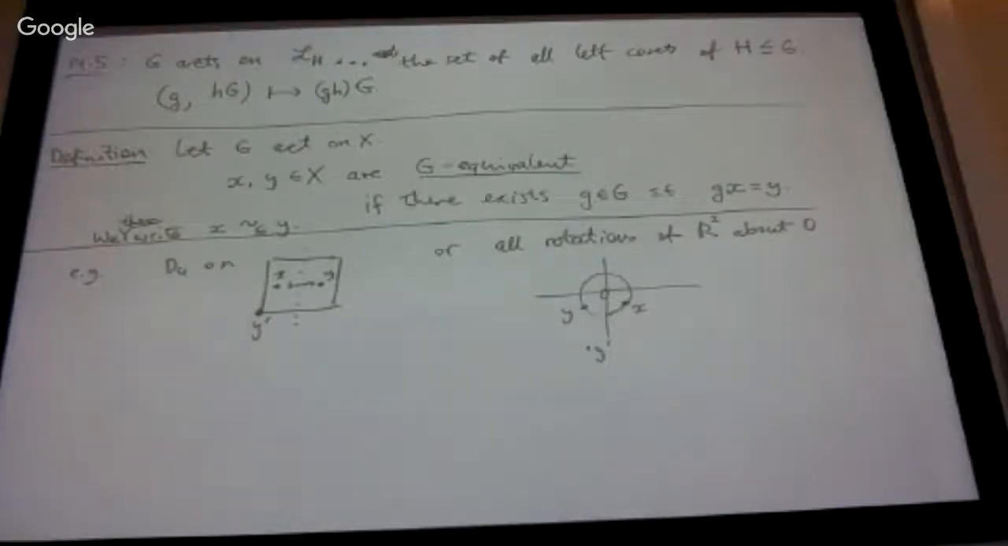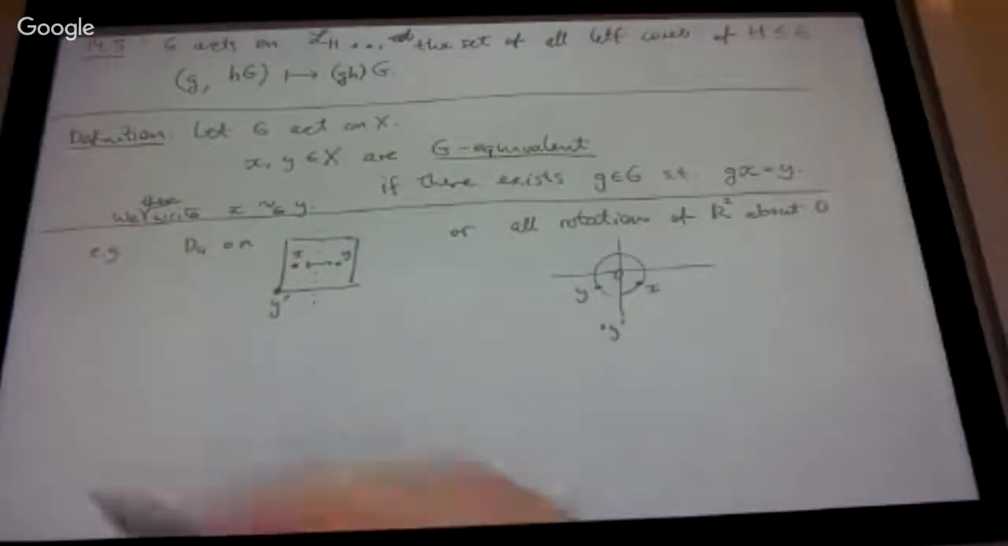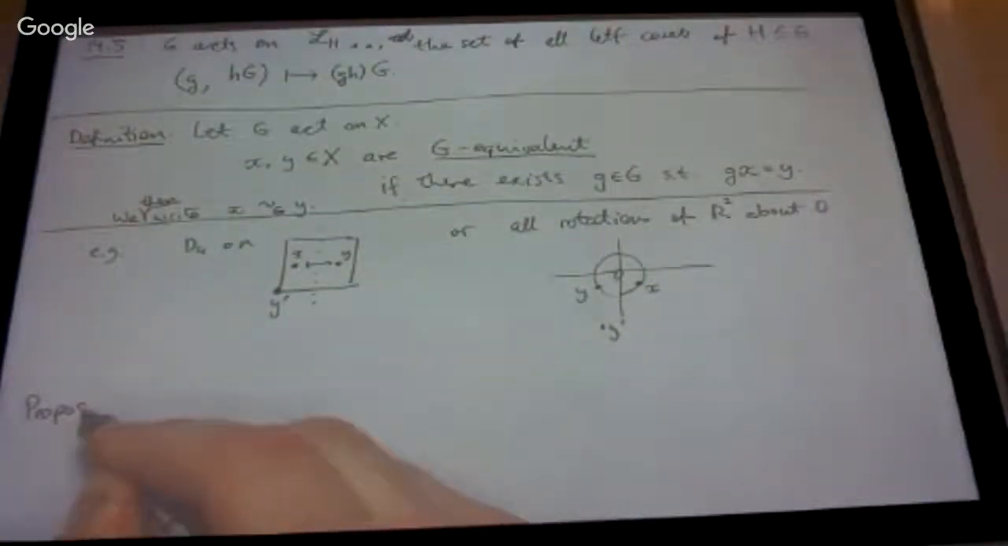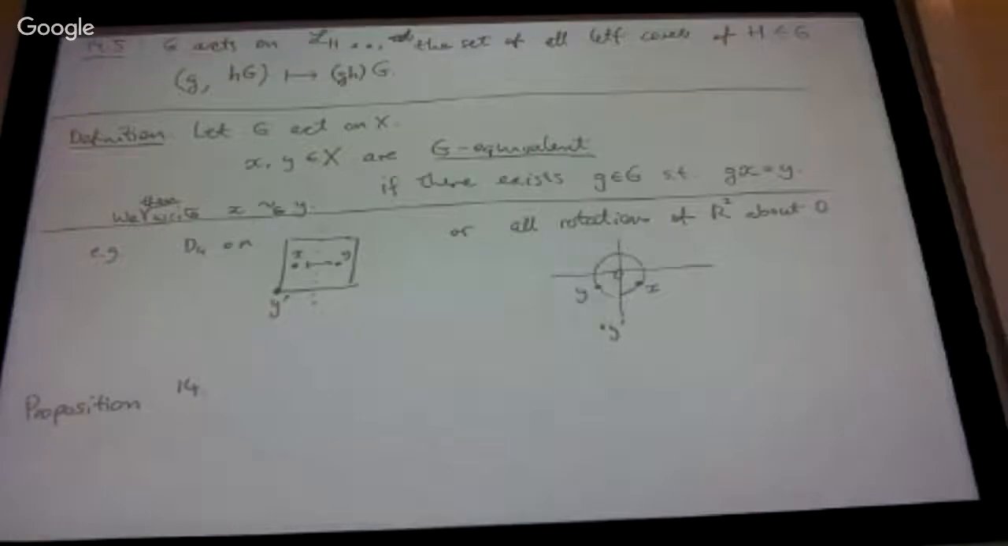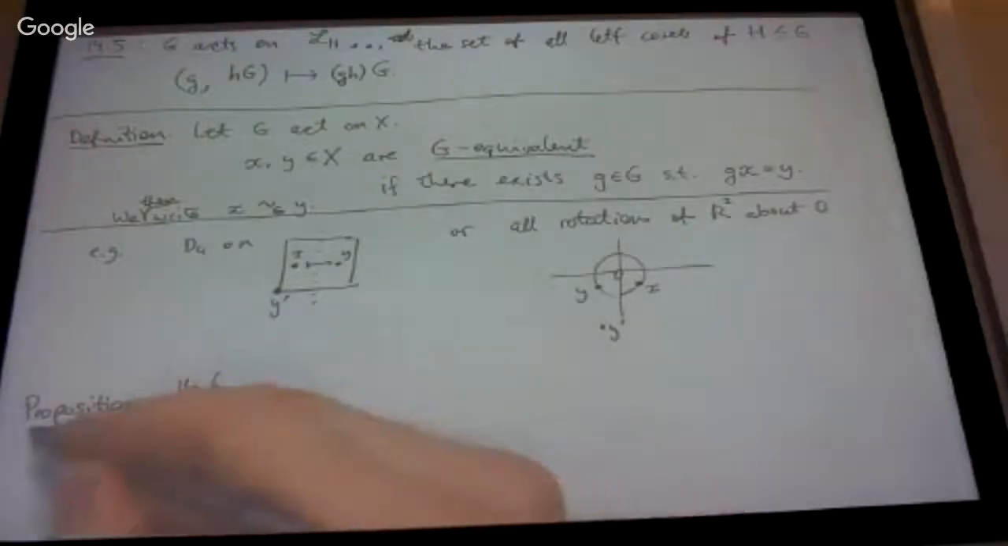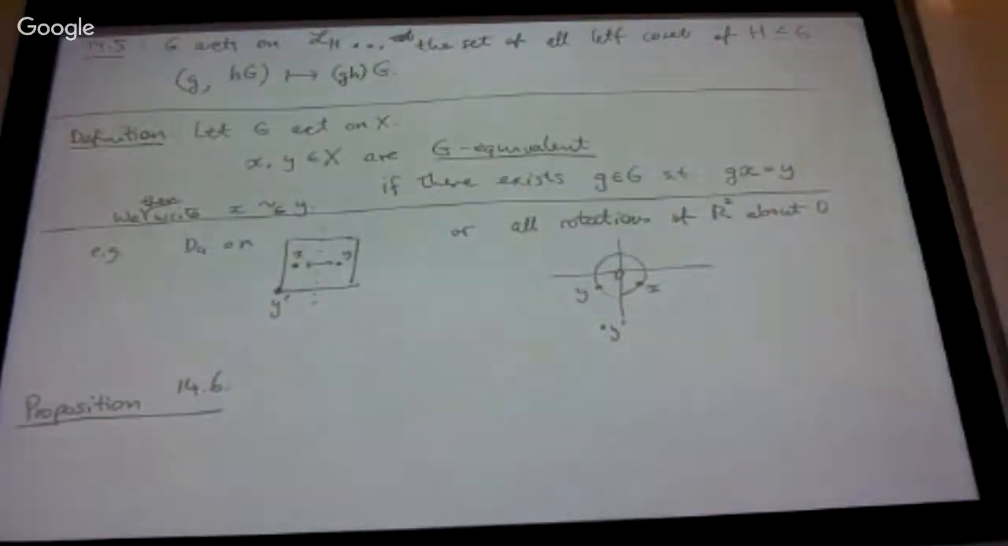Why is it called equivalent? Because it's an equivalence relation. Where are we? 46 already. It's going nicely.